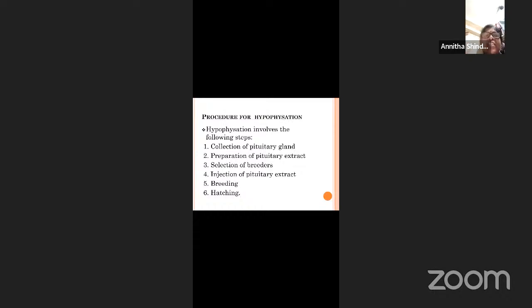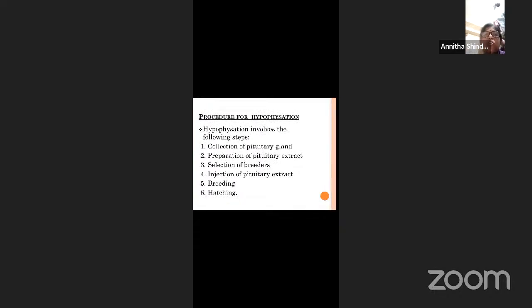So hypophysation involves the following steps. That is collection of the pituitary gland. After collecting the pituitary gland, you have to prepare the pituitary extract. Then you have to select the breeders. Then you have to inject the pituitary extract into those breeders. Then you have to make them breed, meaning undergo breeding, and later on hatching. So this is the procedure you need to do. One by one we'll see.